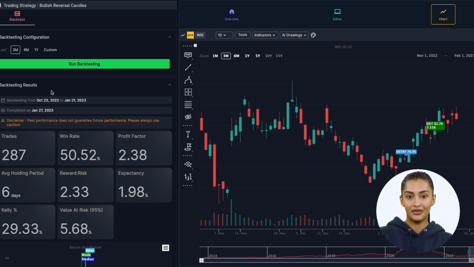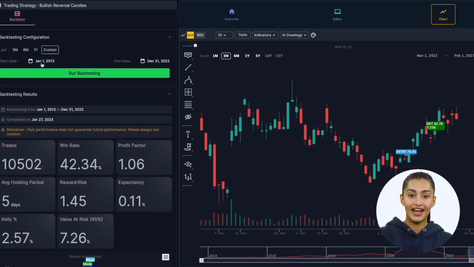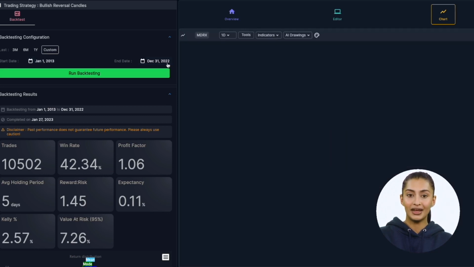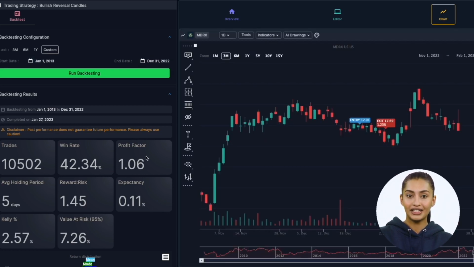But then we can run over a longer time period, like, say, 10 years, to understand what is the general performance of the strategy, and does it still have an edge and positive expectancy over a longer time period. Now, this looks pretty satisfactory to me.